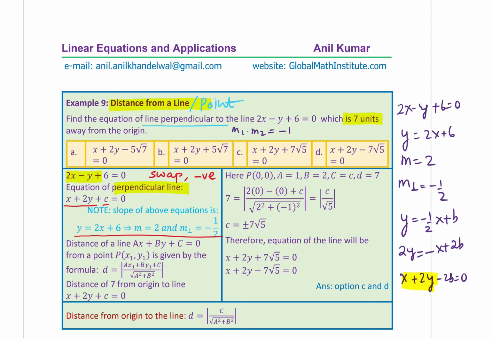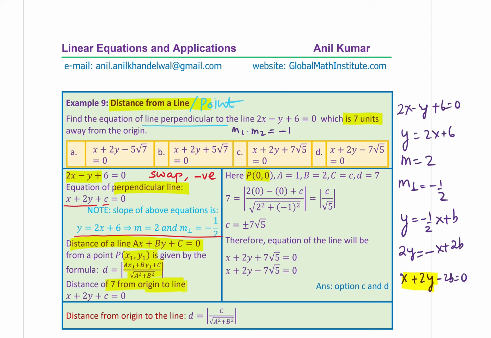Now, getting back to our formula, we have learned that if the line is ax plus by plus c, in that case, the distance from any point x1, y1 can be given by the formula here. Distance is always positive, so therefore, take the absolute value. Now, from the origin, that means x1, y1 are 0, 0. So these two values become 0. So we have a point which is the origin, 0, 0.